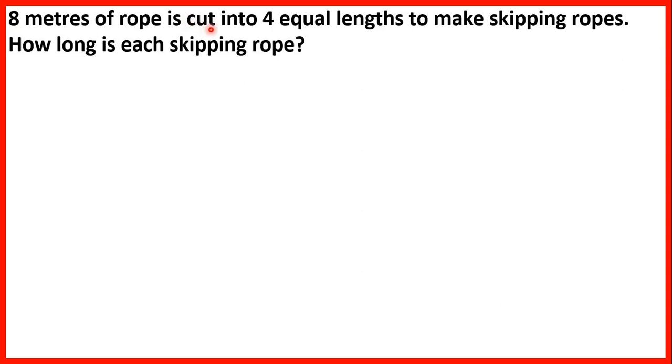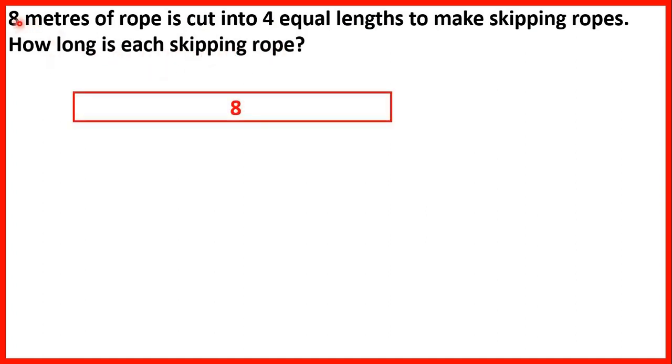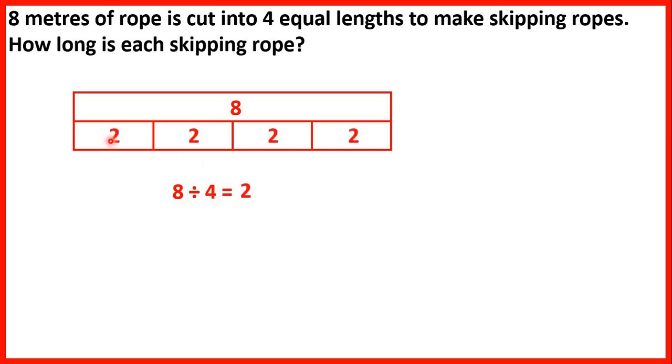8 meters of rope is cut into 4 equal lengths to make skipping ropes. How long is each skipping rope? So we have a total of 8 meters, and it's cut into 4 equal lengths. So to find the length of each skipping rope, we need to divide 8 by 4, so divide the total by the number of lengths that we're making. And 8 divided by 4 is 2, so that means each length is 2 meters.